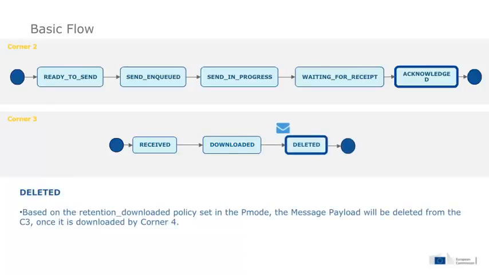As this new message has been downloaded by C4, and depending on the configuration stipulated in the P mode file, again, the P mode file stands for processing mode file. It is the configuration file that defines the behavior of the access point in a given condition. It would then delete the message. If the message has been deleted, the message status changes from downloaded to deleted.